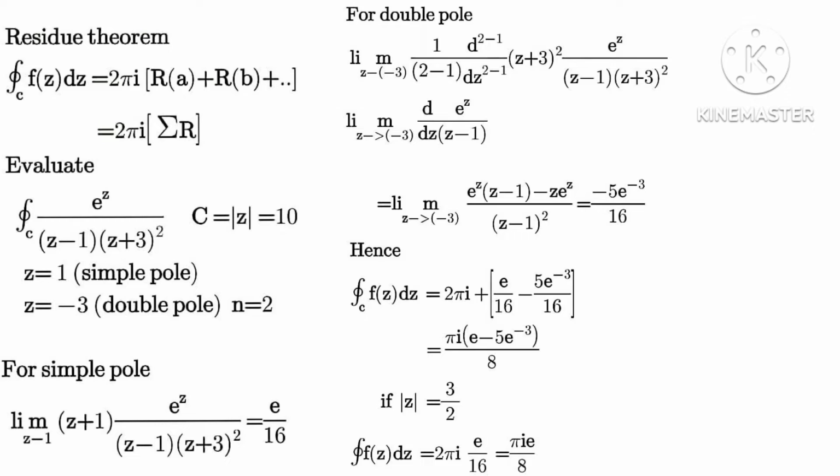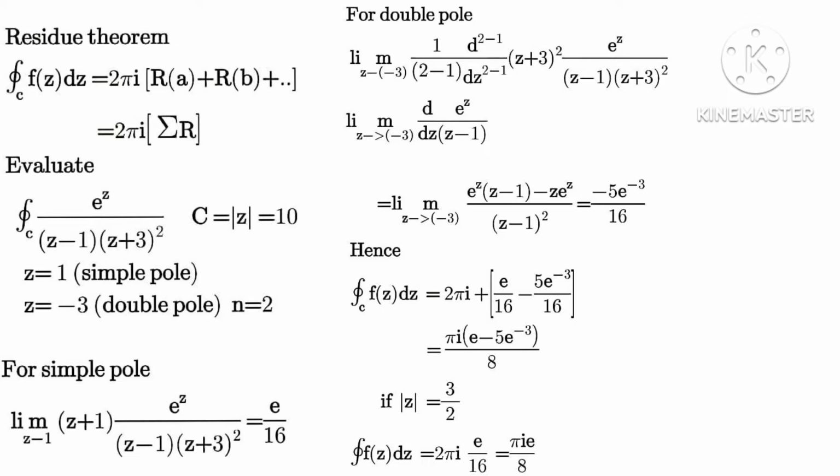So |z| is 10. So when we solve our problem, we have z to be 1 and z to be minus 3. You see that when you take the modulus of 1 squared plus 3 squared, you still arrive at the square root of 10. So this simply means that 1 and 3 are inside the modulus of 10. So in considering the type of poles they are, we solve using the necessary formula.